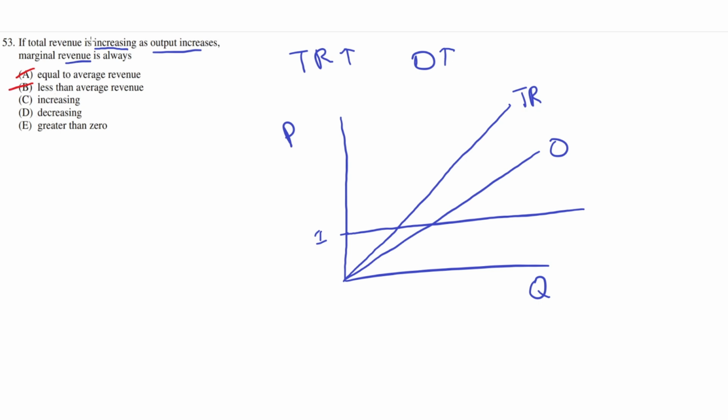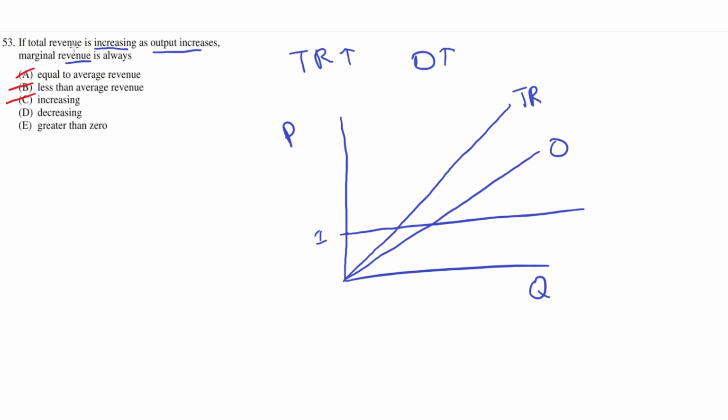C, increasing. This is incorrect because we're told that total revenue is increasing, not that total revenue is increasing at an increasing rate. If that was what the question said, then marginal revenue would be increasing. But because this isn't what the question says, marginal revenue is a horizontal curve. So C is incorrect.